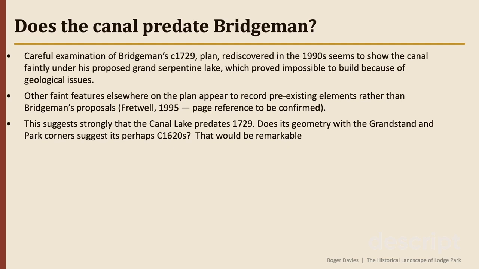Does that predate Bridgman? Well, if we look at Bridgman's plan that was rediscovered in the 1990s, this seems to show very faintly, if you look very carefully, that rectangular canal-shaped lake underneath his proposed grand serpentine lake, which proved impossible to build. Now, there are other faint features elsewhere on Bridgman's plan, which I'm going to show in a second, and they seem to denote pre-existing elements in the landscape, different from Bridgman's proposals that are filled in bold.